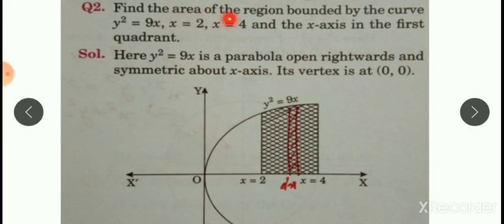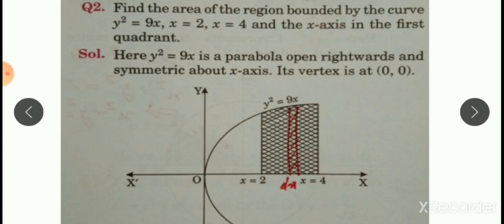Find the area of the region bounded by the curve y square is equal to 9x, x is equal to 2, x is equal to 4, and the x-axis in the first quadrant. Again, see, this is y square is equal to 9x, showing a parabola. This is the shape of the parabola. Two lines, x equal to 2, x equal to 4. This is line x equal to 2, this is line x is equal to 4.